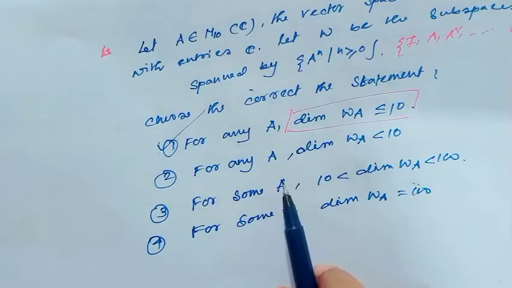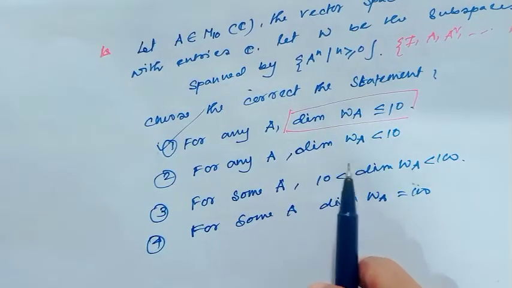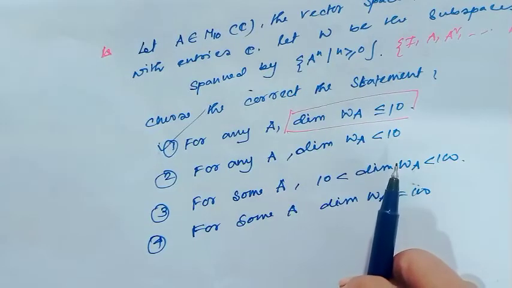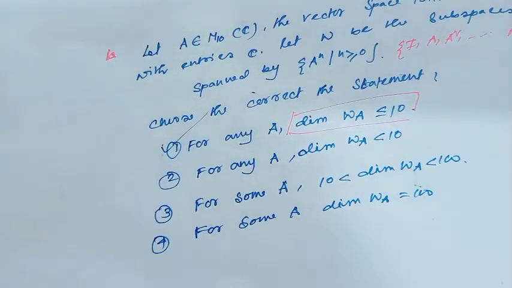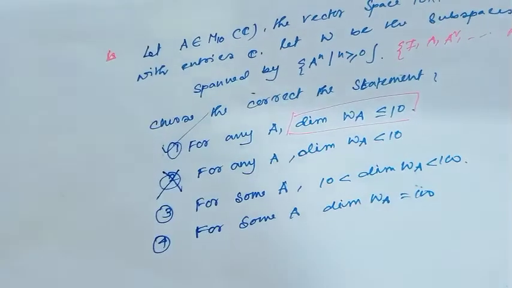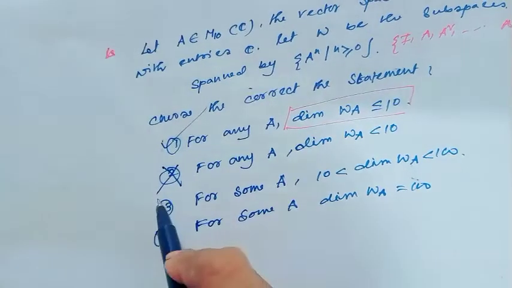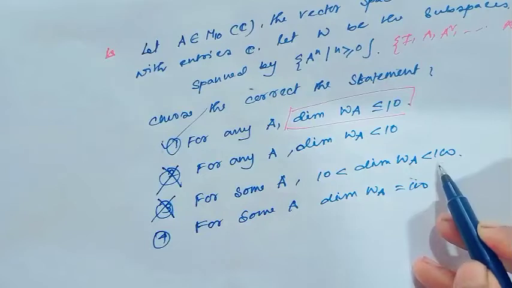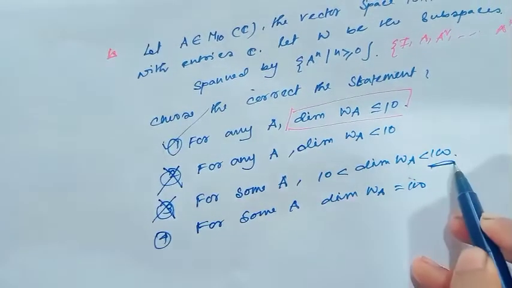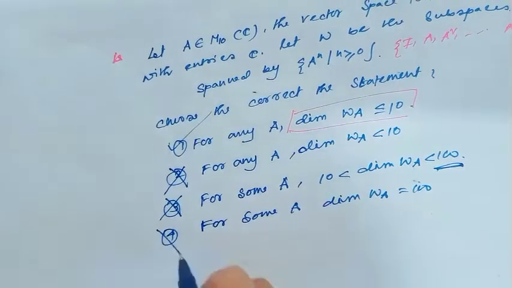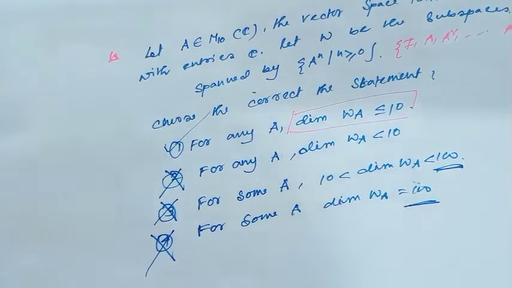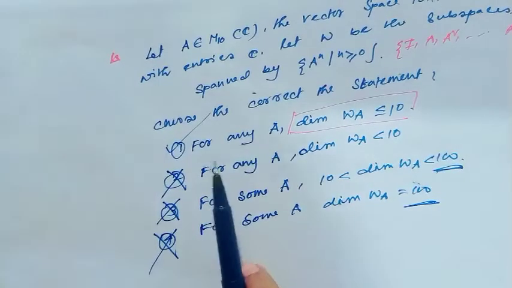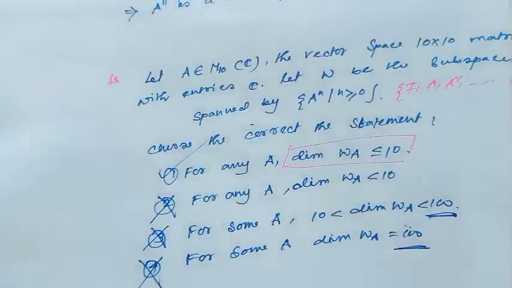And option 2 indicates for any matrix A, dimension of W_A always strictly less than 10. When all vectors are linearly independent, then the dimension of W_A would be equal to 10. So option 2 obviously would be the wrong option. And option 3 is obviously wrong, because it indicates dimension of W_A less than 100. This is not possible. And option 4 is also wrong, because it indicates dimension of W_A equal to 100. This is also not possible. That means only option 1 is the right option. Have you understood this question?